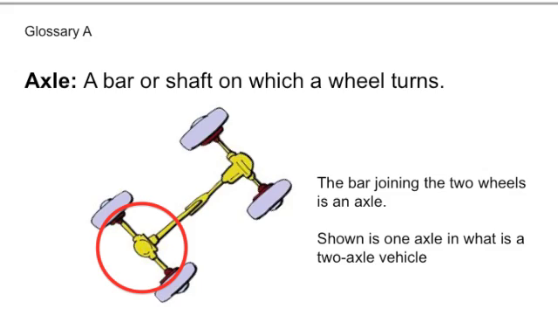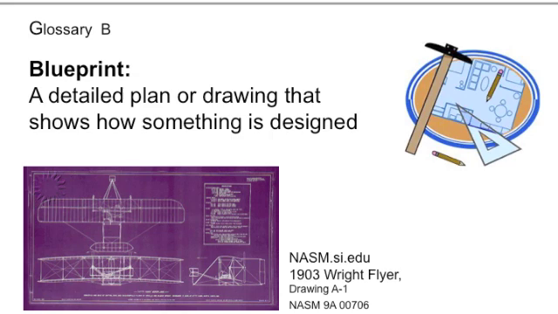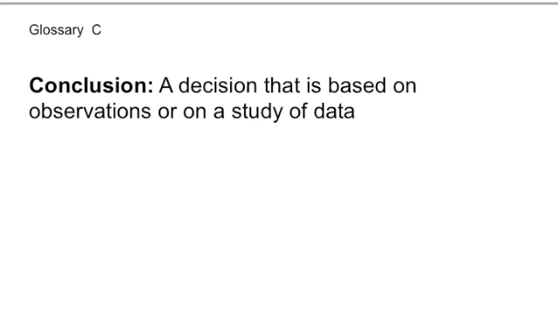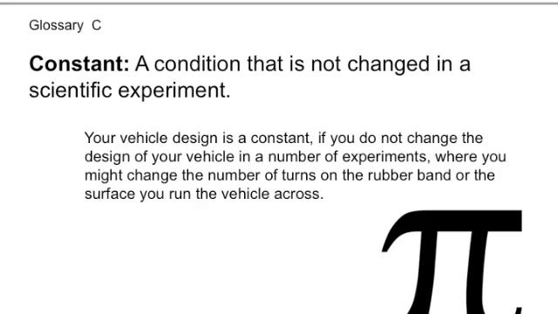Axle, a bar or shaft on which a wheel turns. Blueprint, a detailed plan or drawing that shows how something is designed. Classify, to group things together because they share one or more properties. Conclusion, a decision that is based on observations or on a study of data.